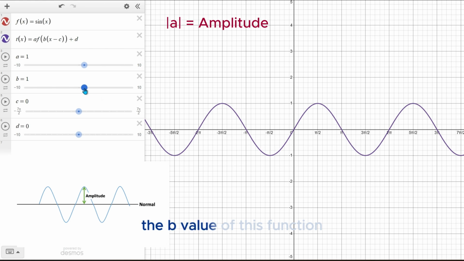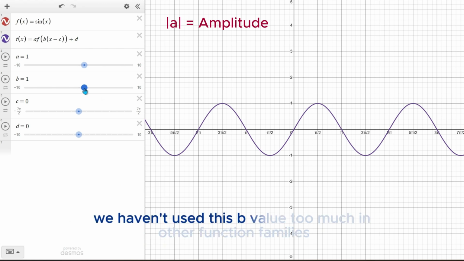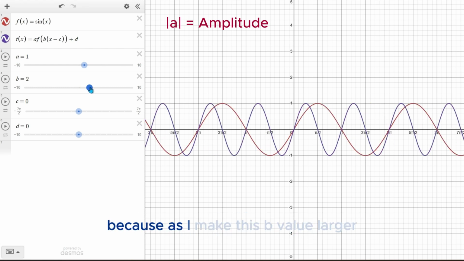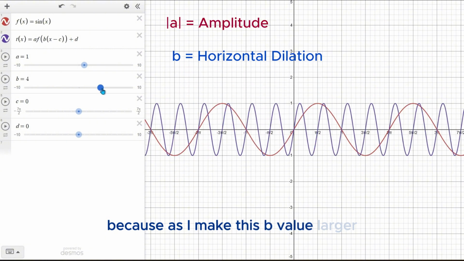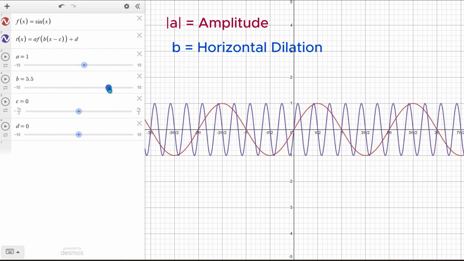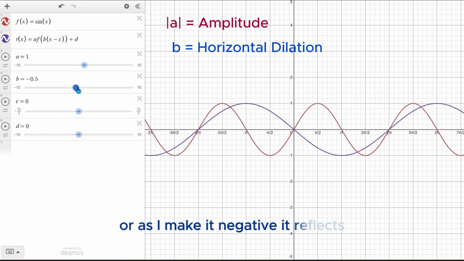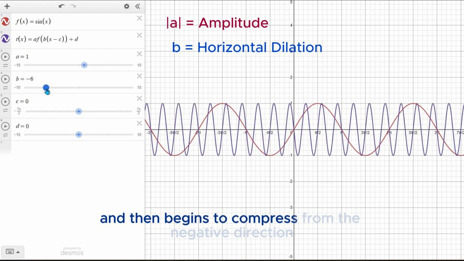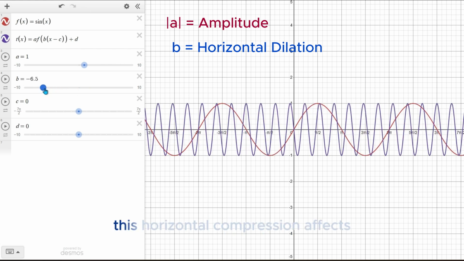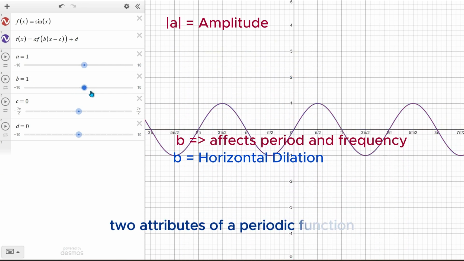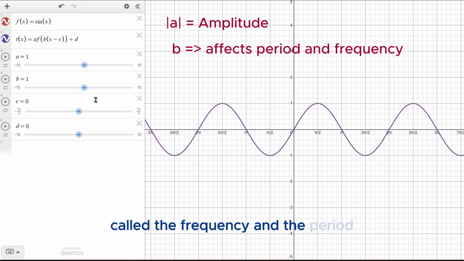The b value of this function, we haven't used this b value too much in other function families, but you can see it becomes very important in a periodic function because as I make this b value larger, the function is compressed horizontally, or as I make it negative, it reflects in this case over the y-axis and then begins to compress from the negative direction. This horizontal compression affects two attributes of a periodic function called the frequency and the period.